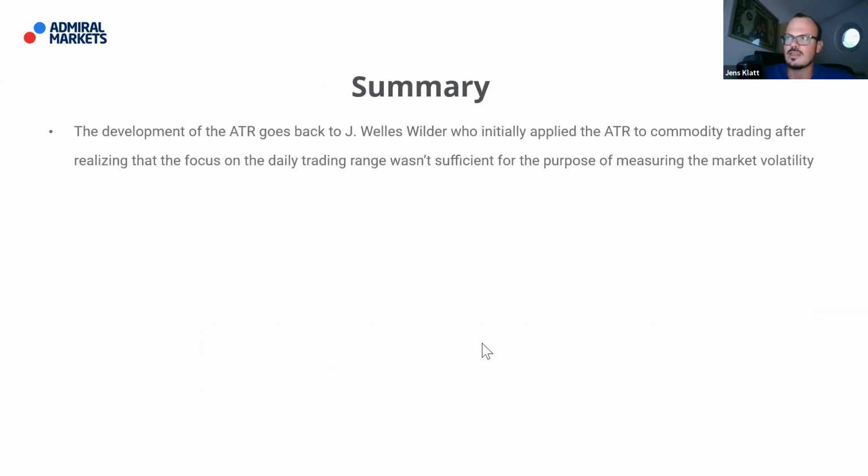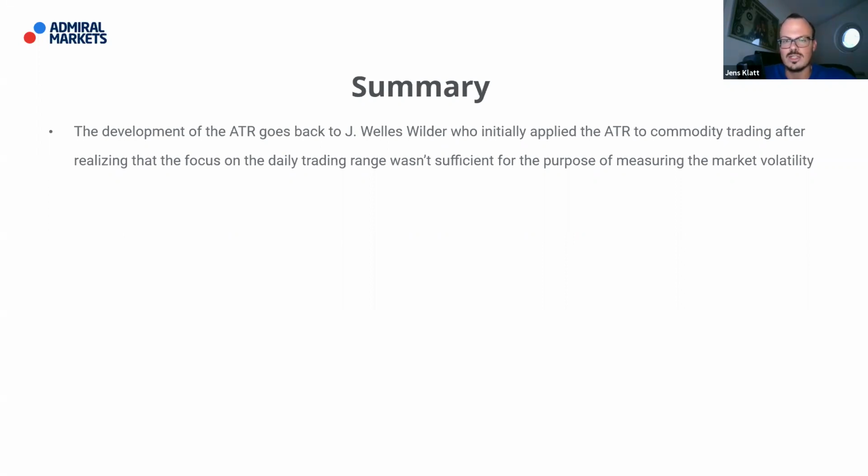The development of the ATR, as I already said, goes back to J. Welles Wilder. J. Welles Wilder is also the father, let's say, of the RSI, the relative strength index, also an indicator you can find in several of my research pieces, by the way, in the Traders Blog section, respectively technical analysis section of the admiralmarkets.com website. Sometimes I use the RSI, for example, to identify bearish divergences or bullish divergences or diminishing bullish or bearish momentum. This indicator goes back to Wilder too, but also the ATR.